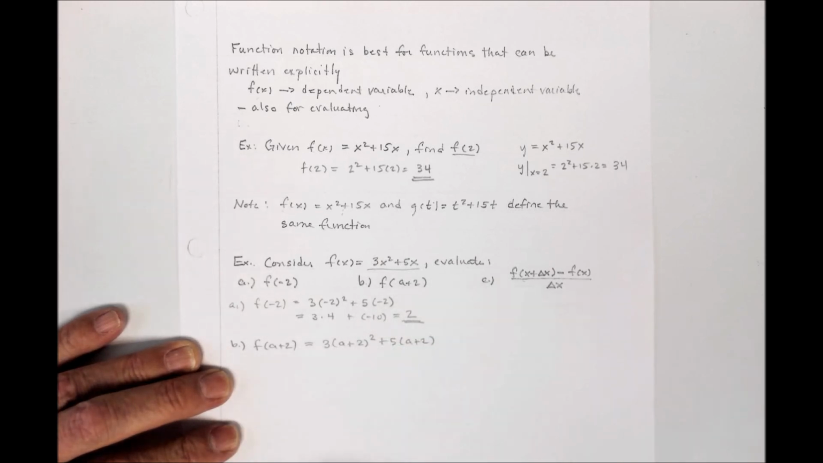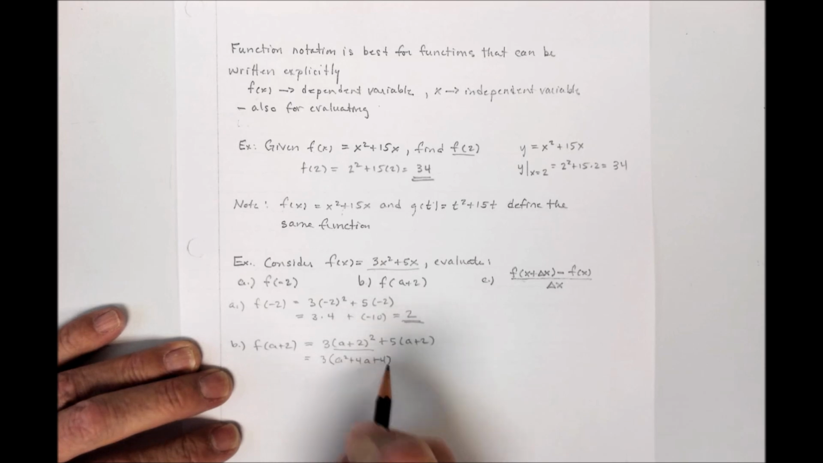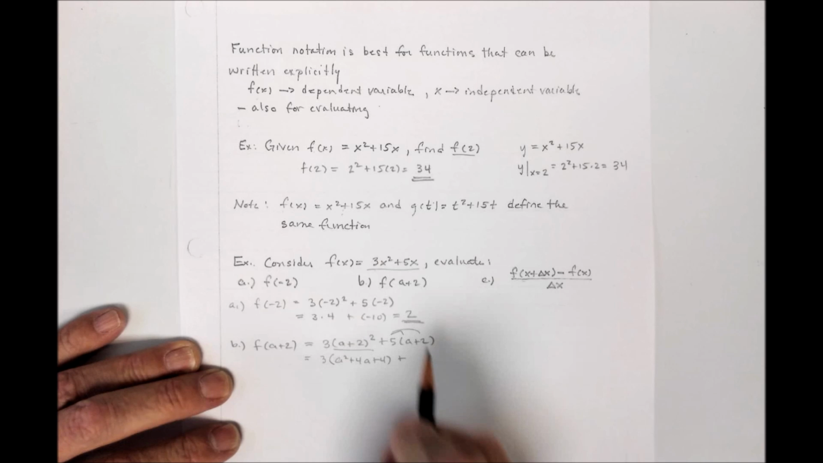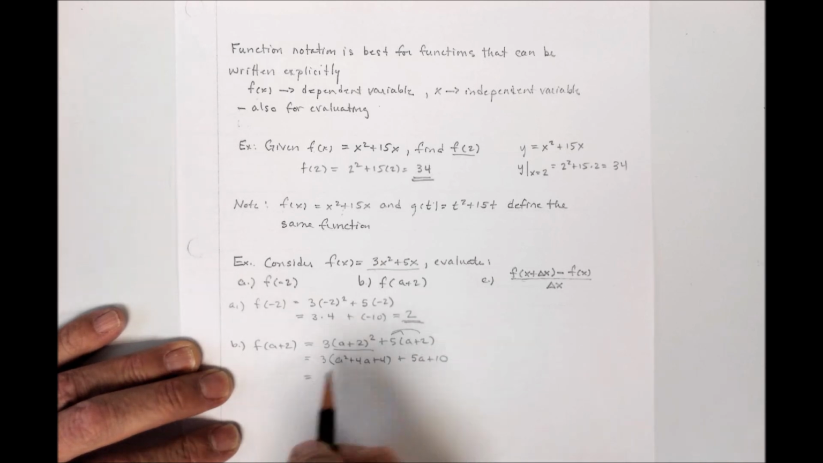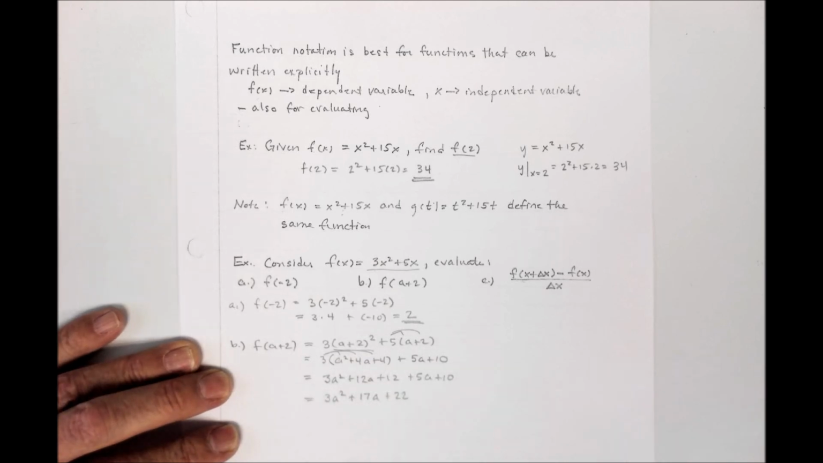Well, 3 times the quantity a plus 2 quantity squared, I'm going to simplify this a little bit. I'm going to have to square this out, so that's a squared plus 4a plus 4. Over here I can distribute, get rid of the parentheses, that would be 5a plus 10. Speaking of distributing, I have to distribute up here. I have 3a to the second plus 12a plus 12 plus 5a plus 10. And combining like terms, I'm going to get 3a squared plus 17a plus 22.